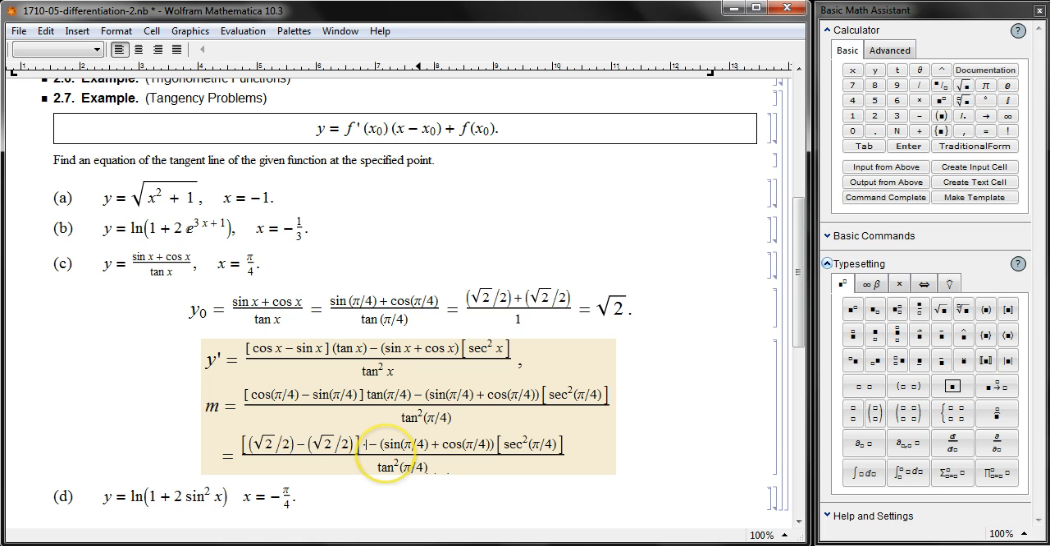But for argument's sake, let's complete this computation. Tangent of pi over 4 is 1, so it goes here. And this is square root of 2 over 2 plus square root of 2 over 2. And then what is secant? Secant is 1 over cosine, so this is 2 over square root of 2, or actually just square root of 2, and that thing squared because this is secant squared.